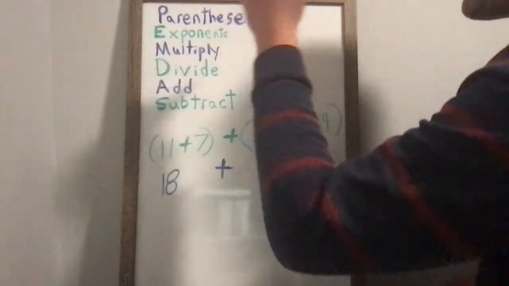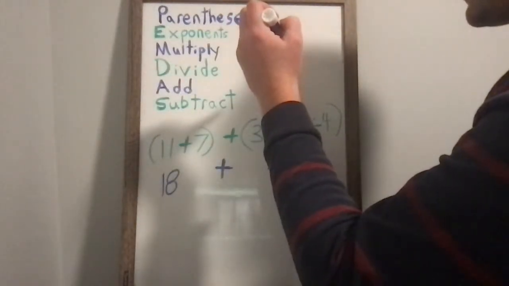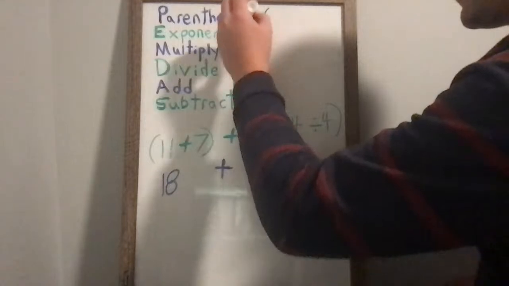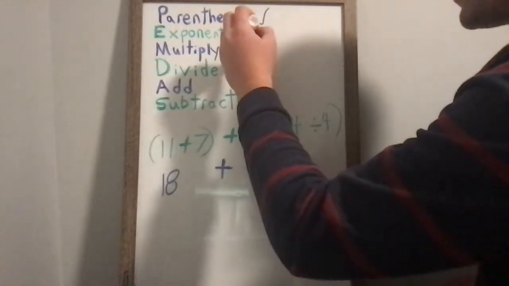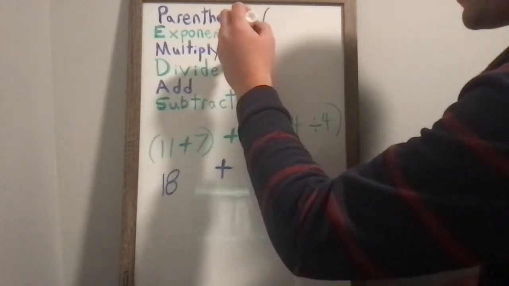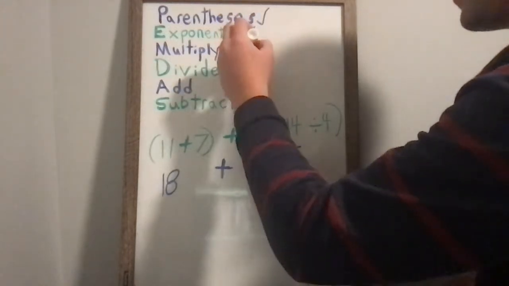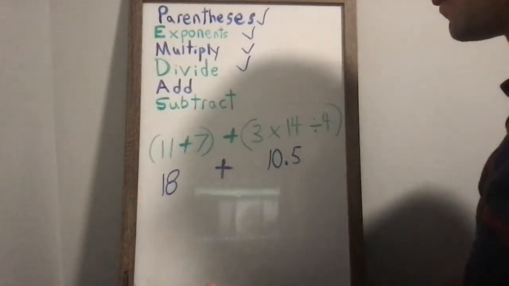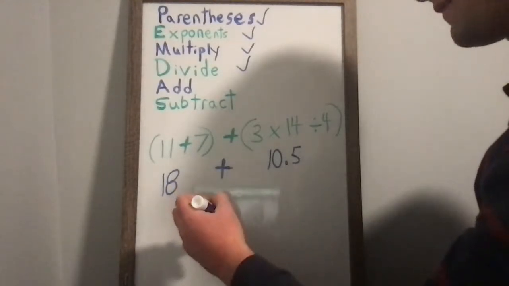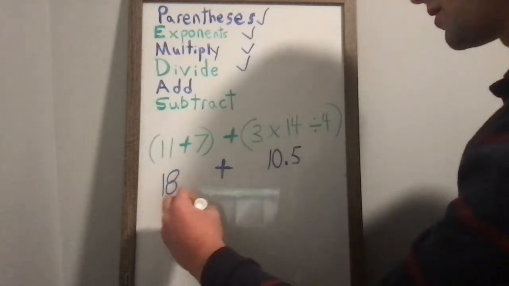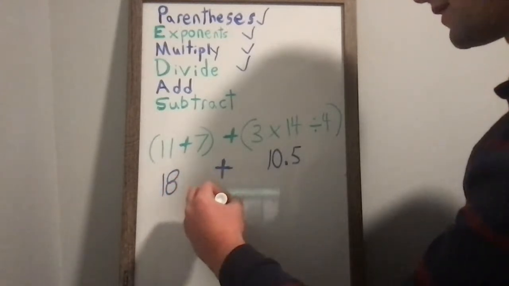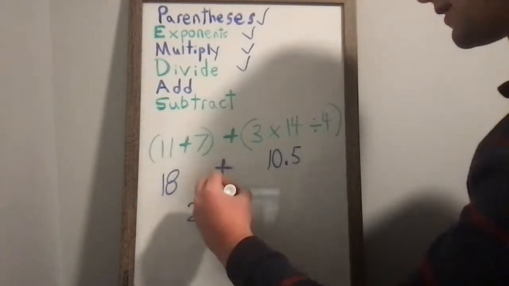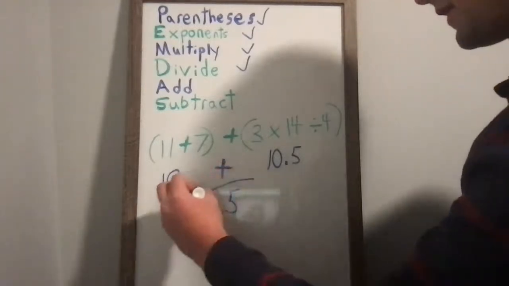So we solved what was in the parentheses. We did the exponents. We did the multiplying and dividing. Now the next step is to add. And again, we don't have any subtraction. So 18 plus 10.5 would be 28.5. And we got our answer.